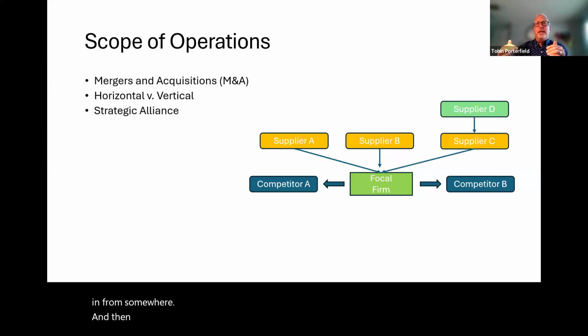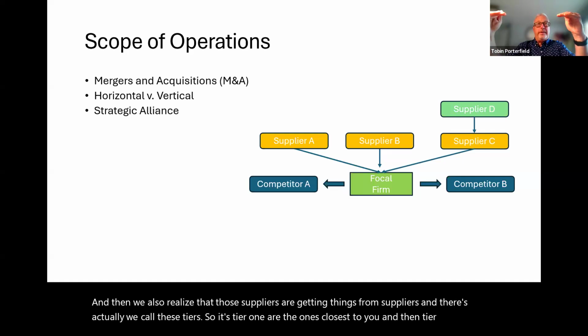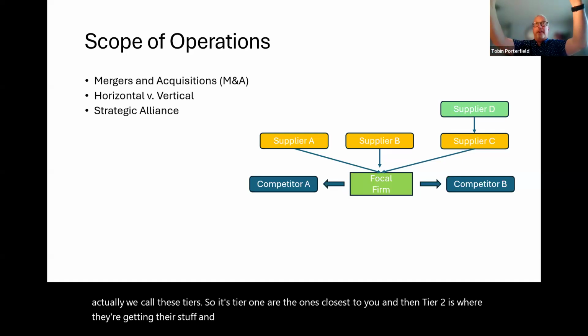And then we also realized that those suppliers are getting things from suppliers. And there's actually, we call these tiers. So it's tier one are the ones closest to you. And then tier two is where they're getting their stuff. And then tier three is where they're getting their stuff.